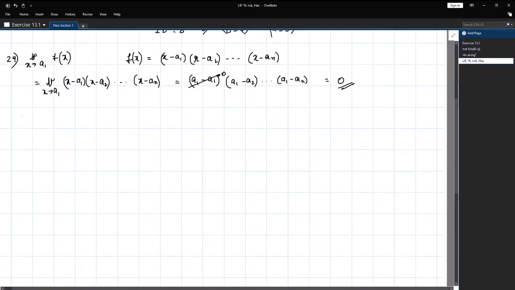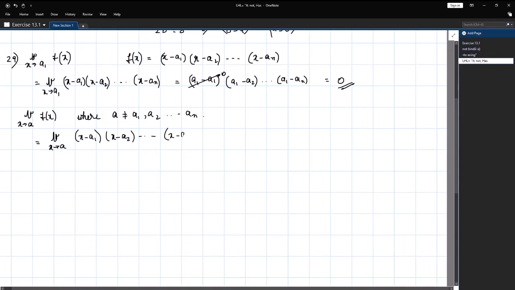So the second sub question here is, we have to find limit x tends to a of f of x, where a is not equal to any of these a1, a2 and so on up to an. So this limit will be equal to limit x tends to a of x minus a1 into x minus a2 and so on up to x minus an. That is equal to a minus a1 into a minus a2 and so on up to a minus an.